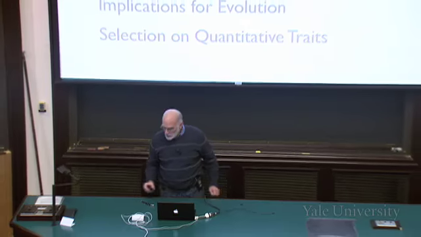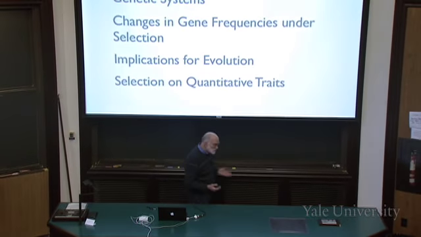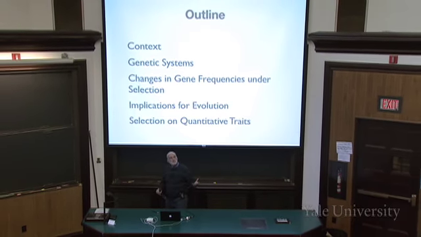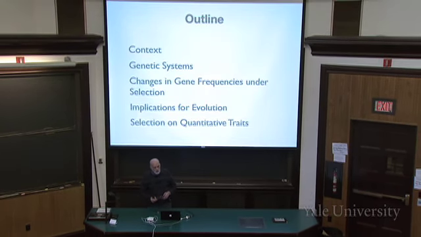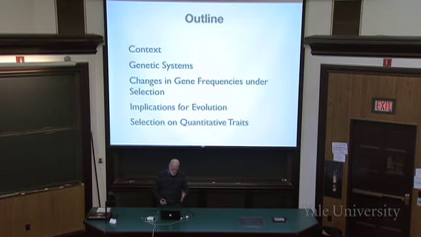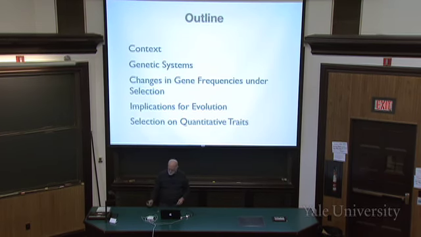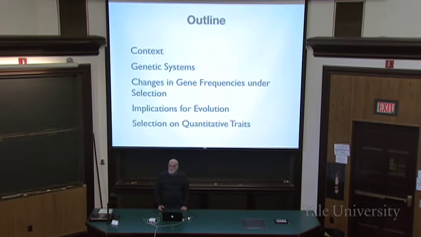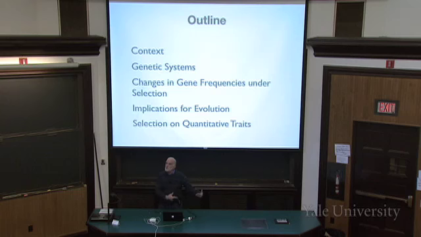So here's the outline. I'm going to give you the historical context that led to the concentration on genetics in evolutionary biology. I'll talk a little about the main genetic systems, then I'll run through changes in gene frequencies under selection. And if I have time, I'll get to selection on quantitative traits. If I don't get to selection on quantitative traits, it will be because I have engaged in a dialogue with you about some interesting puzzles. And that dialogue is more important to me than getting to quantitative genetics, okay?